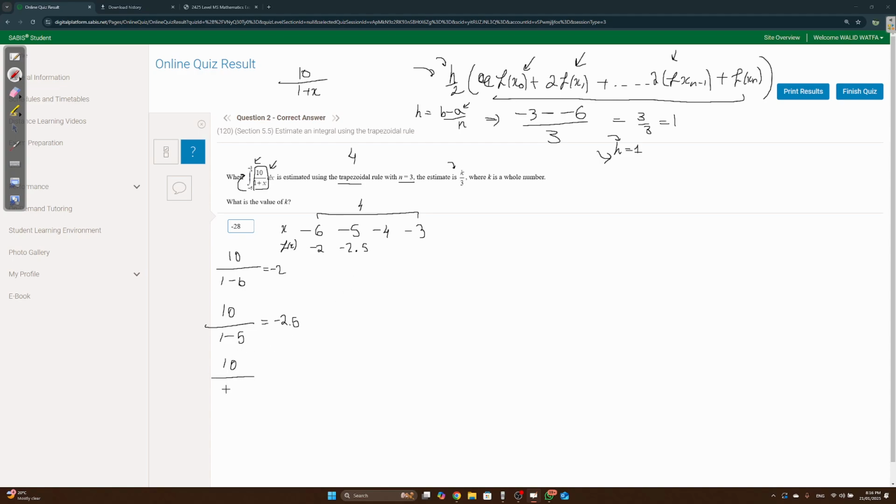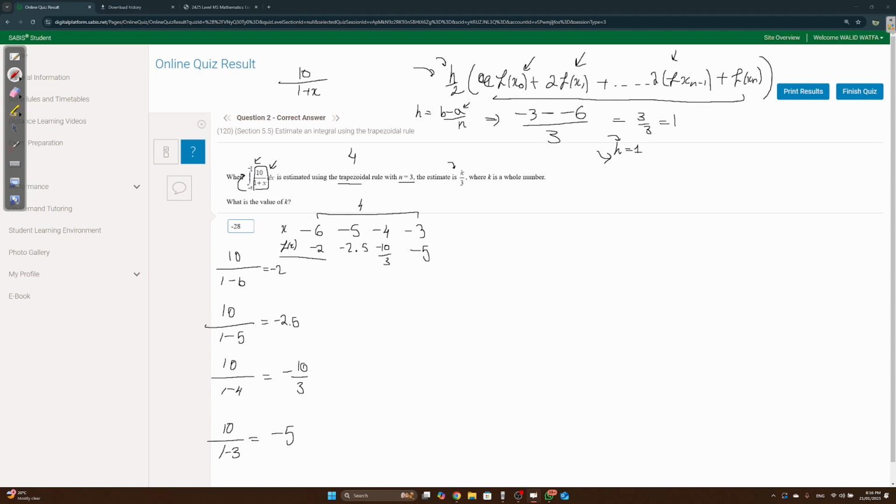-4 will be 10 over 1 minus 4, which is negative 10 over 3. Yes, it's the simplest form, so -10 over 3. I'm going to keep it as a fraction because it's a repeating decimal. Then -3, 10 over 1 minus 3, which is -5.